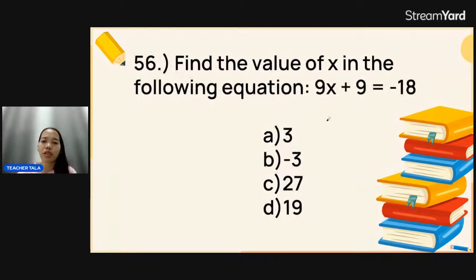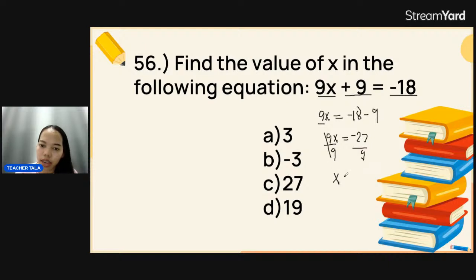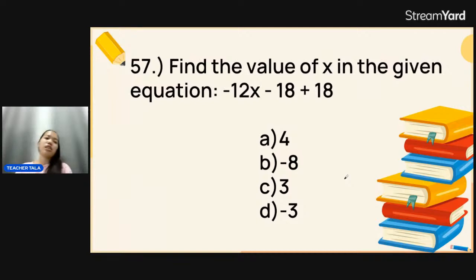Next, find the value of x in the following equation. 9x plus 9 is equal to negative 18. So, si 9x, magstay siya sa left side, equals, si negative 18, i-copy lang natin. Tapos, i-transfer natin si positive 9, magiging negative 9. So, and then, again, 9x is equal to negative 18 minus 9. That's same signs. 27, magiging negative 27. Divided by 9. In dividing integers, different signs take negative sign. So, 27 divided by 9 is 3. Now, opposite signs, the answer will have a negative sign. So, the answer is letter B, negative 3.